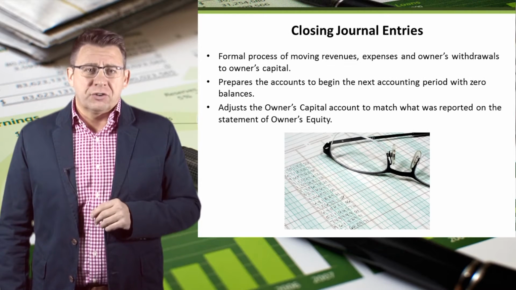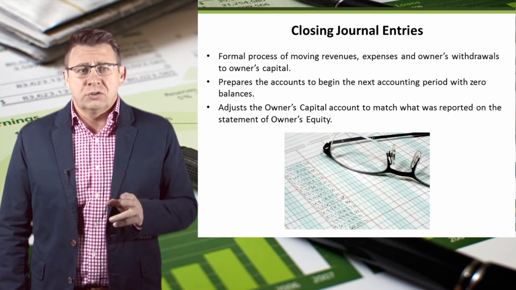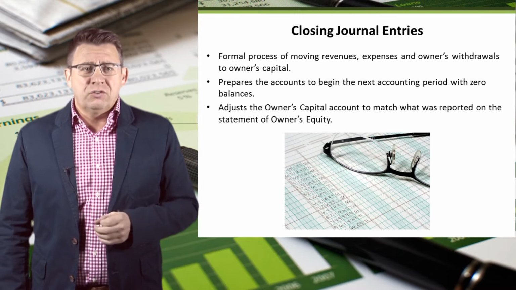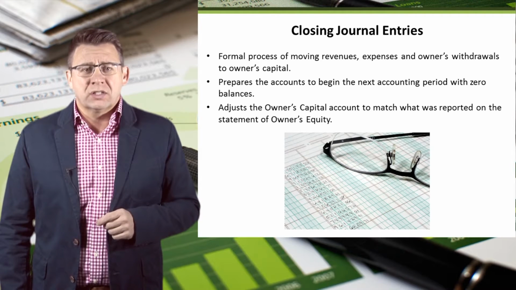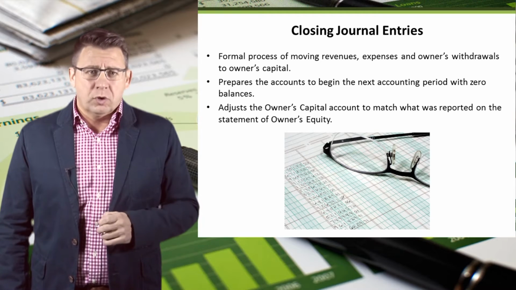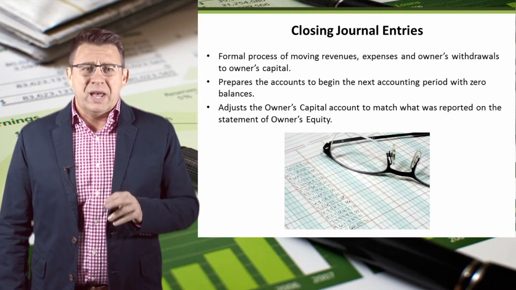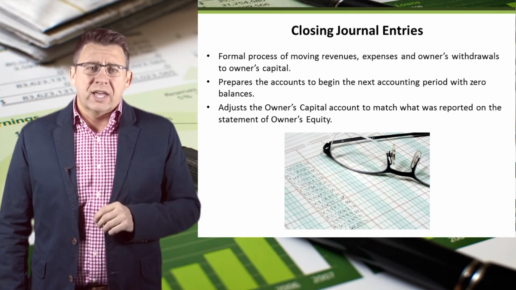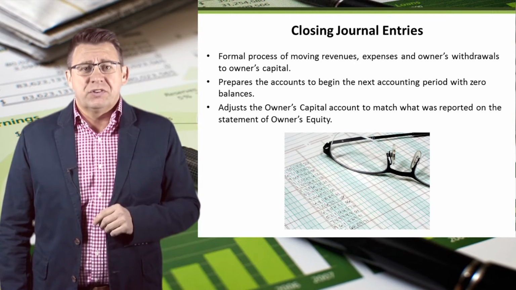So the closing journal entries is a formal process of moving revenues, expenses, and owner's withdrawals to owner's capital. You recall very early on that we learned that revenues increase equity, while expenses and owner's withdrawals decrease equity. Up until this point, that has all been conceptual. When we record the closing journal entries, this is when those impacts on equity actually happen. And finally, we close accounts to prepare our accounts to begin the next accounting period with zero balances.